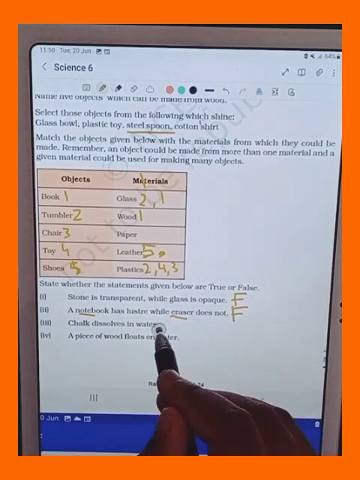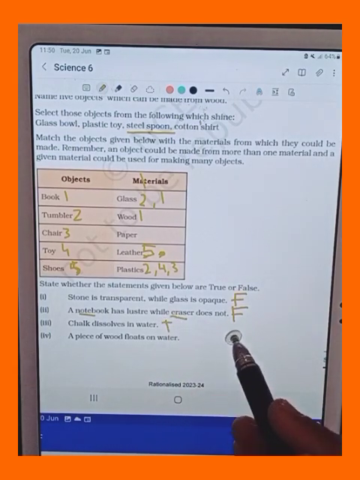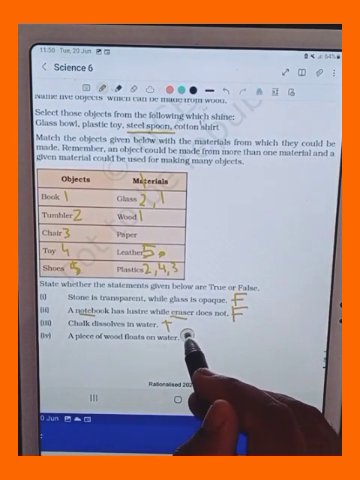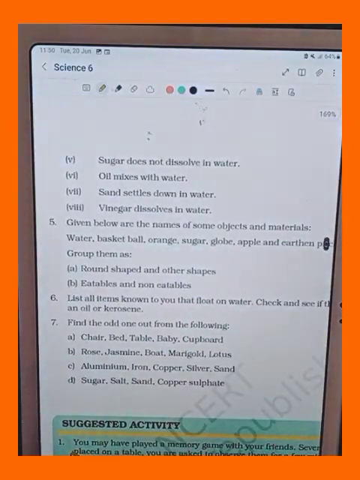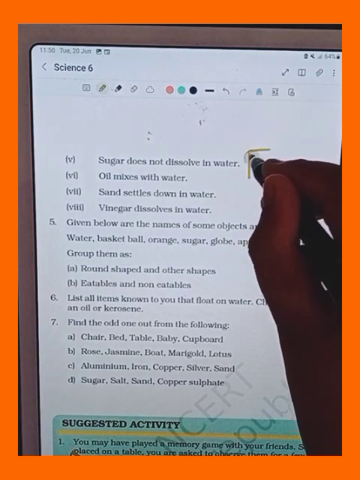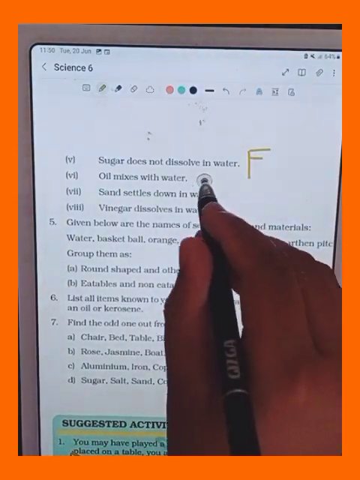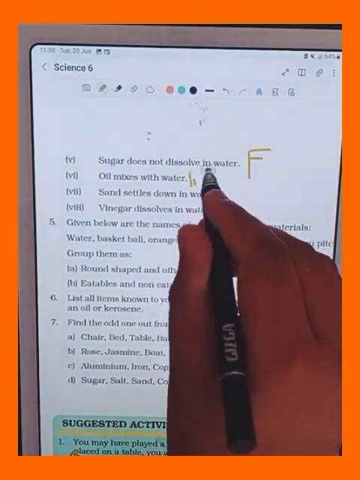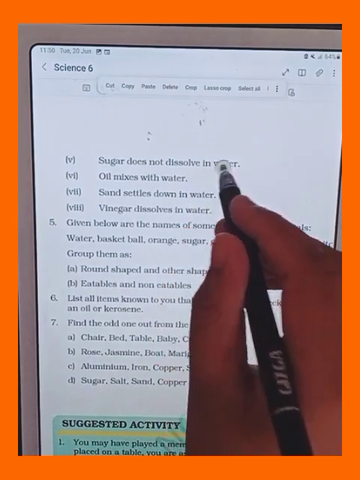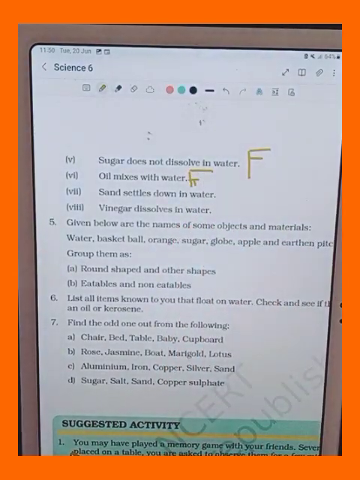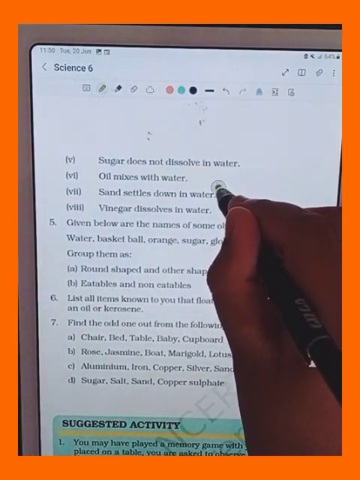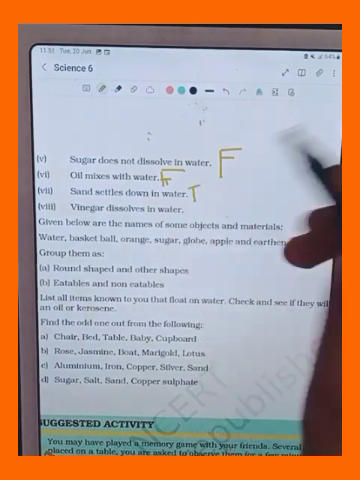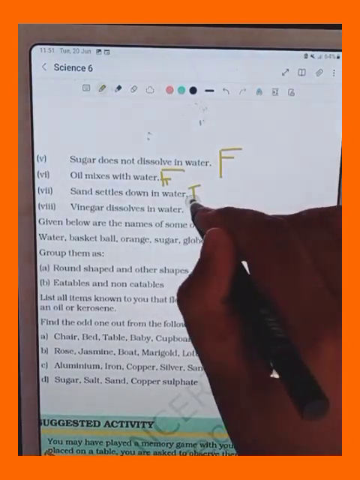Chalk dissolved in water, it's true. A piece of wood floats in water, it's true. Sugar is not dissolved in water, it's false. It's all mixed in water, it's false. Okay. Sand settles down in water, it's true. Vinegar dissolves in water, it's true.